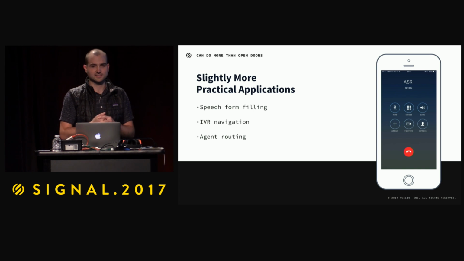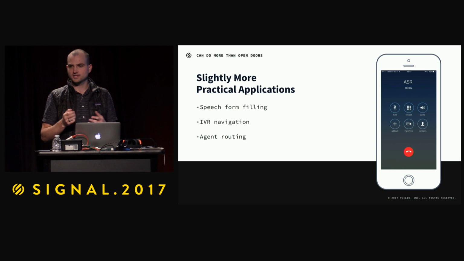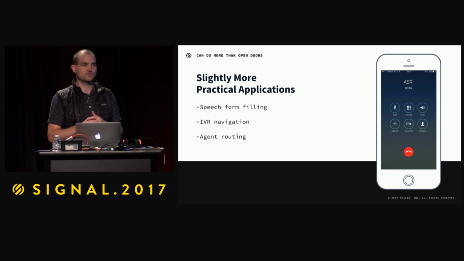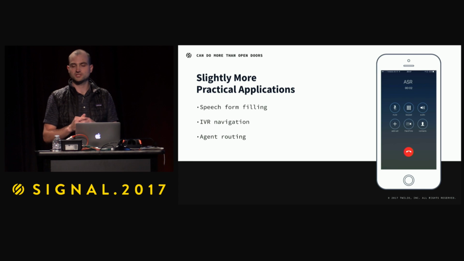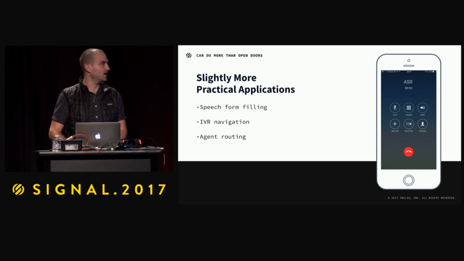The next one is IVR navigation. We bundle bots in this too. This is anytime you're calling into a phone number and you want to use your voice to do some kind of automated processing. And the last is agent routing. This is where customers want to call in and use voice to pre-build a profile of that person before they send them to an agent.